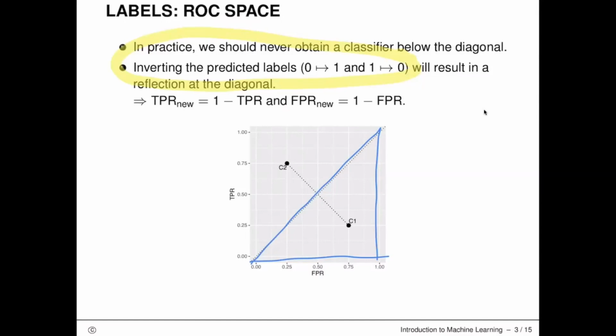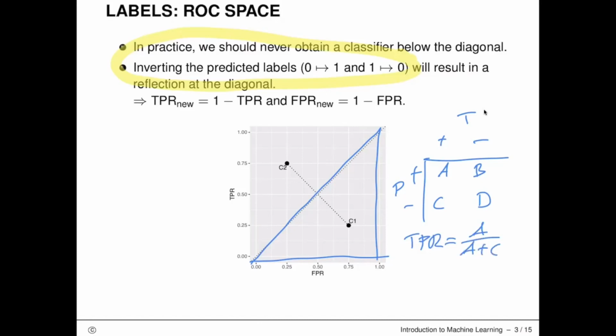So a small example here, let's say we again have a confusion matrix with true classes in the columns and predicted classes in the rows, and we have, let's say, 4 absolute values here, A, B, C, and D. Then the true positive rate is just A divided by A plus C. And if we now change the labels of the prediction, then we change A and C, and we're going to change B and D. So what happens then? TPR new is just C divided by A plus C. And well, this is just 1 minus TPR. And for FPR, obviously you can do the exact same thing.